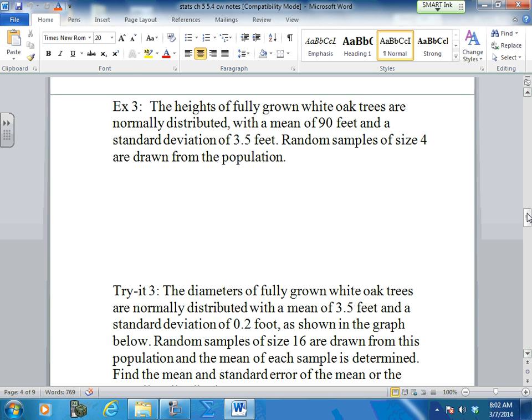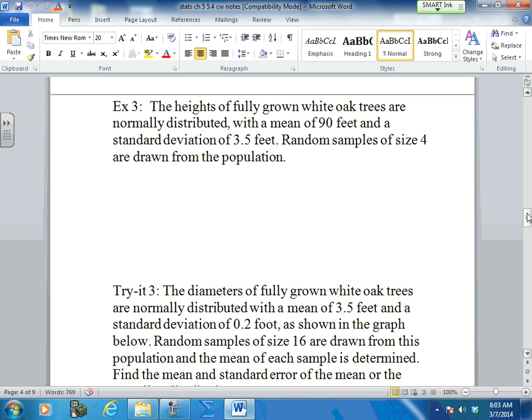As soon as you see samples of X amount, of n amount, whatever they say, 100, 36, 25, then you know that you have your central limit theorem. You're doing your samples. So that 0.9 was the standard error? Standard error of the mean. And we call that our sampling standard deviation.